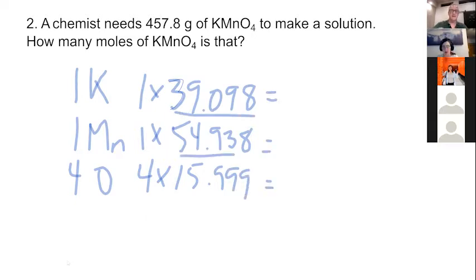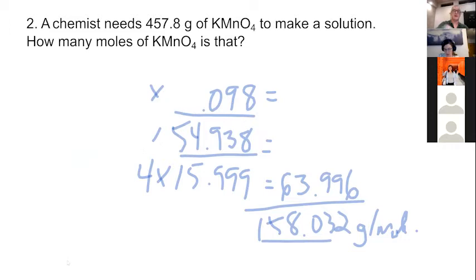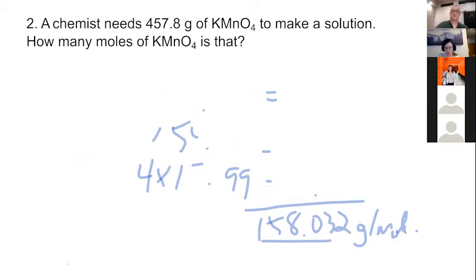So we just add this, and this is 63.996. So the total is 158.032 grams per mole. Now remember, carry all of these digits, carry as many as you can. Do not round off in the middle of your calculation because we are not done. All we figured out is just the molar mass of potassium permanganate.